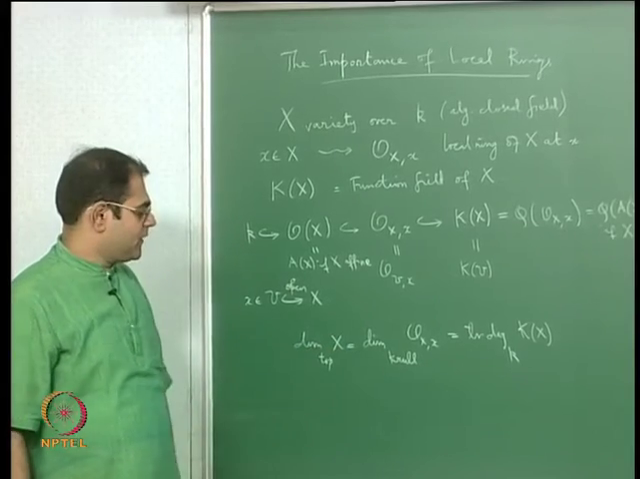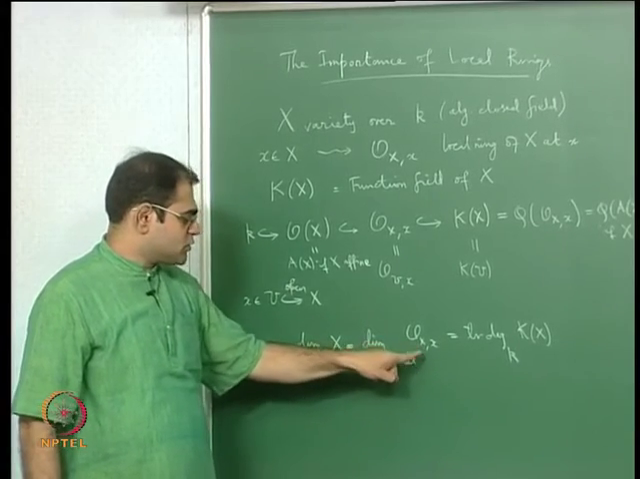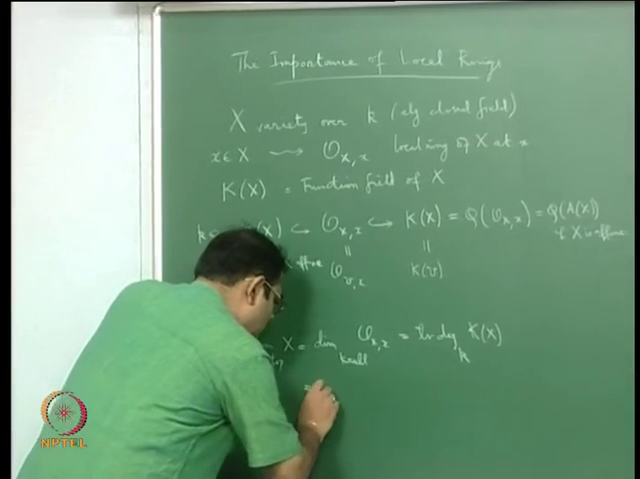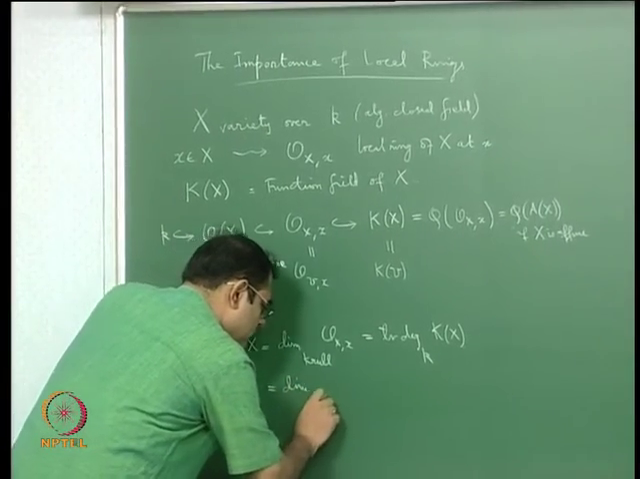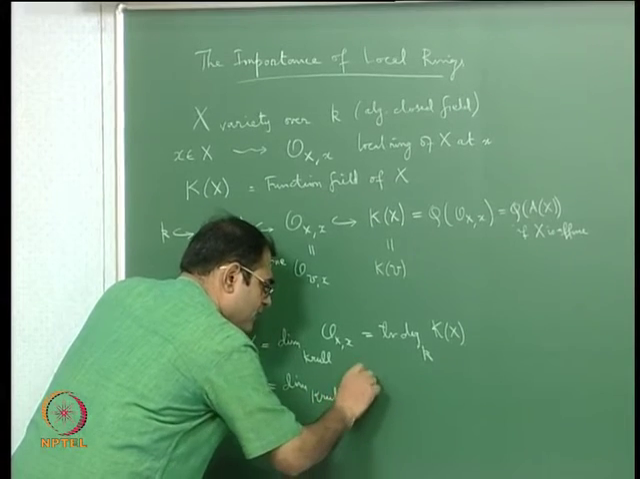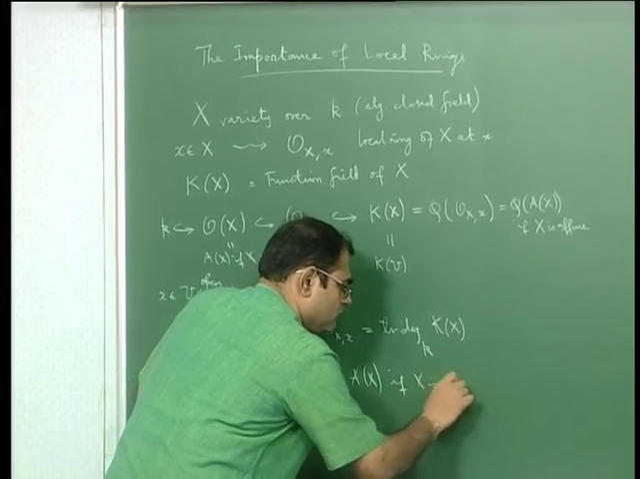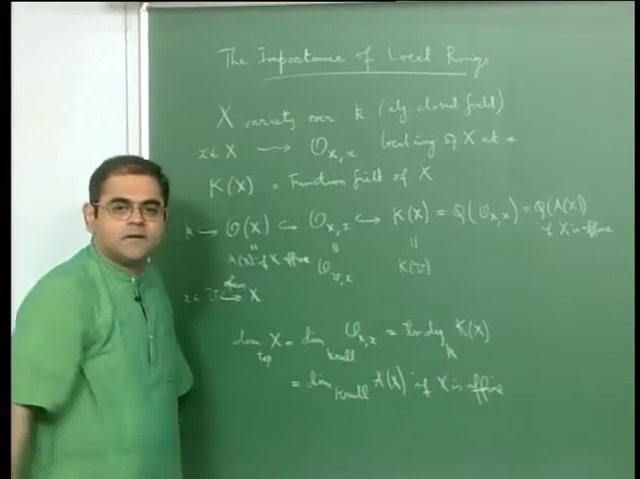That is a measure of the topological dimension, okay, and the dimension also shows up as the Krull dimension of the ring, okay. And you also know that this is also equal to the Krull dimension of Ax, if of course X is affine, okay.